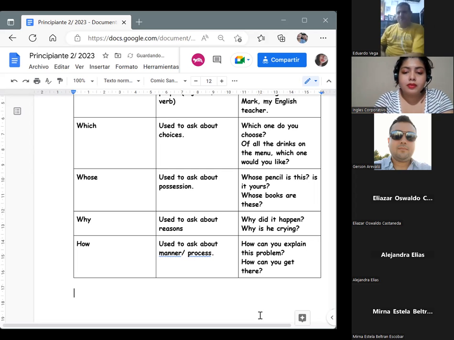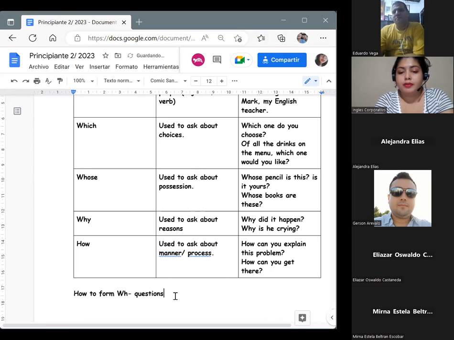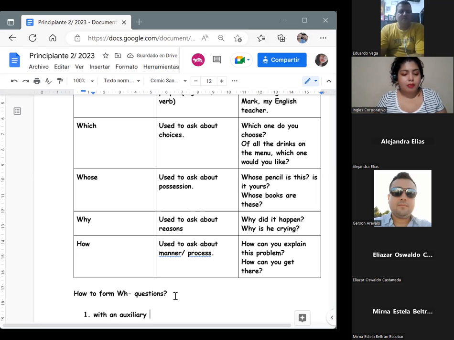But let's see. How to form WH questions. Aquí estamos utilizando el how. Yes, I need to add the WH aquí. Okay, so the first one is adding auxiliaries. Number one, with an auxiliary. Con un auxiliar. Vamos a ver cuáles son los auxiliares que podemos utilizar. Y cómo crear esas preguntas. ¿Cuál es la estructura específica que vamos a utilizar para esa pregunta?